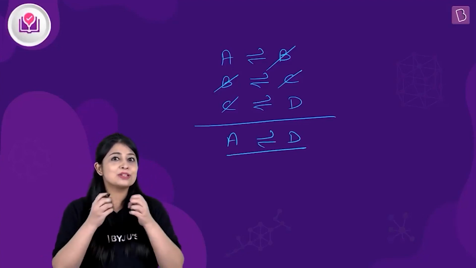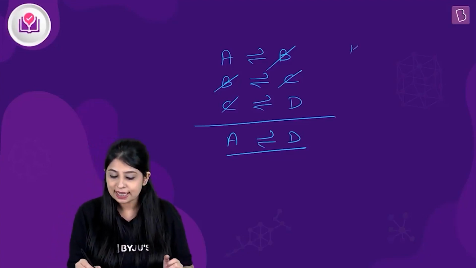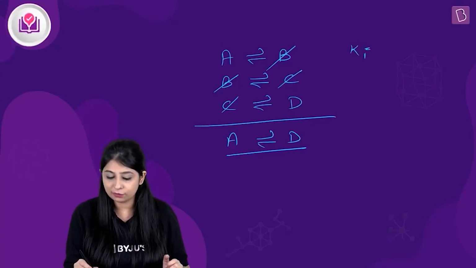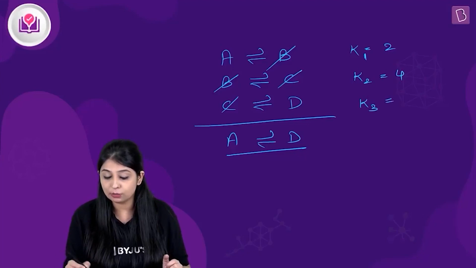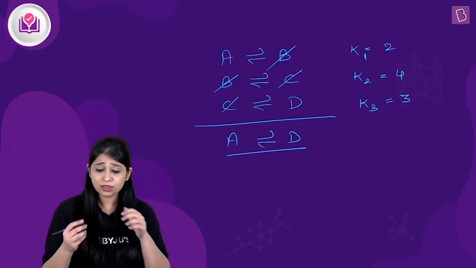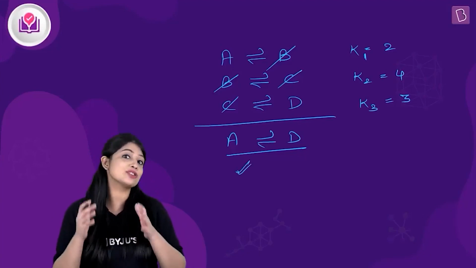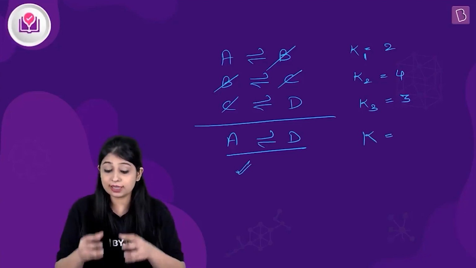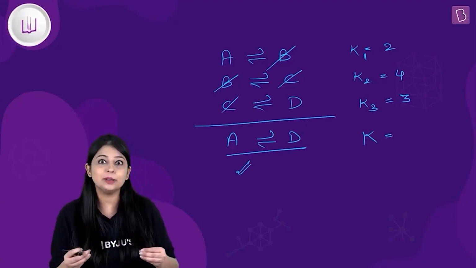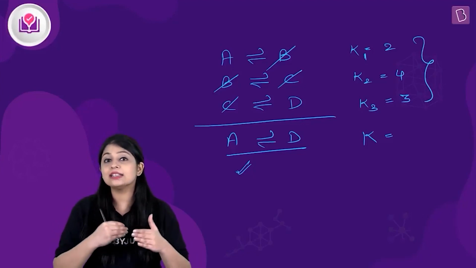Now, what happens to the equilibrium constants if you add up the reactions? In the question, we have been given that for the first reaction, the equilibrium constant is 2. For the second reaction, the equilibrium constant is 4. And for the third reaction, the equilibrium constant is 3, right? So we have added these 3 reactions and arrived at the reaction we wanted. But what we want is the value of the equilibrium constant for this reaction, in which A is in equilibrium with D. So what happens to these equilibrium constants when you add the reactions up?